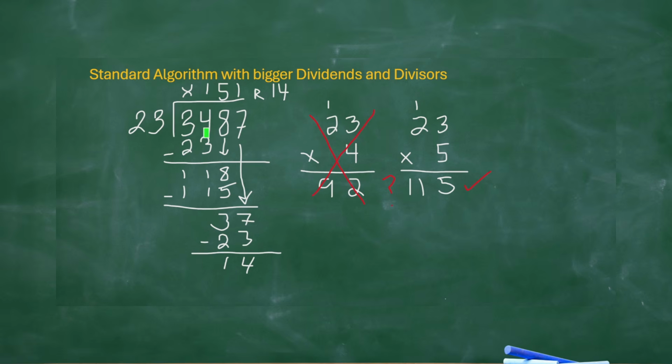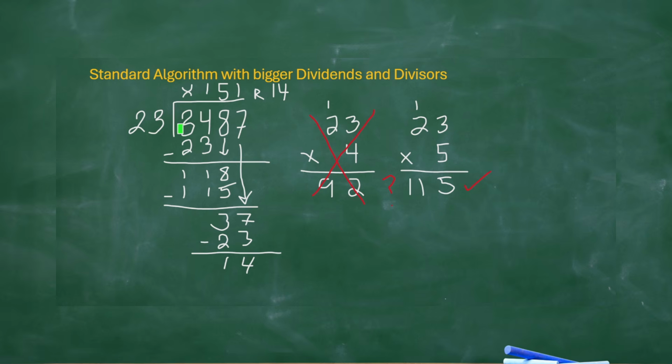We have 3,487 divided by 23. Your first step would be to ask yourself, how many 23s can I take out of 3? The answer is 0. I tell my students to put an X there so that it holds that place value so that they don't accidentally put a digit there.